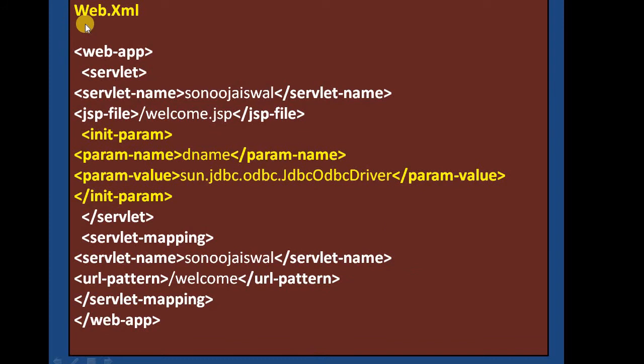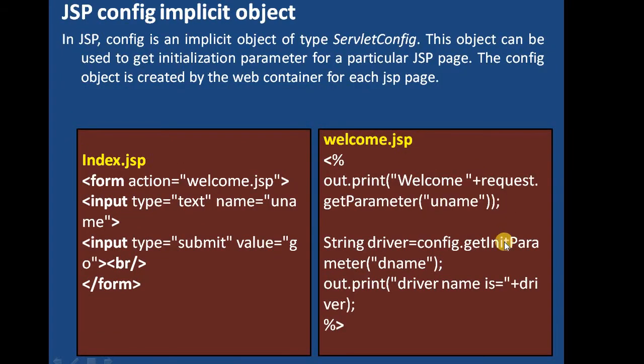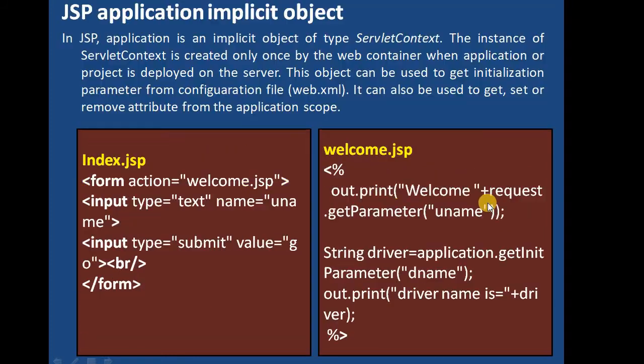So this is the web.xml where we have the web-app servlet tag, and this is the init-param tag where we have created a parameter with name dname and the value with some driver name. Let's say sun.jdbc.odbc.JdbcOdbcDriver. So this is the parameter value and this is the parameter name. This parameter defined in the web.xml can be accessed here with the config object, and we can fetch that driver name and store it into this string variable driver. So this is how we can use the config object.